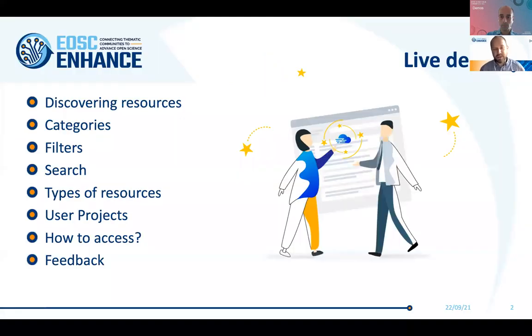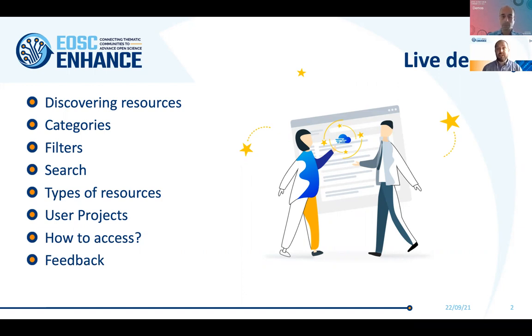Before I do that, I want to show what kind of points we will talk about. Before we access a resource, we need to find one. So I will start with a quick look at discovering resources using the EOSC Marketplace and Catalog. Then I will tell you how to narrow results using categories, filters, and search functionality.